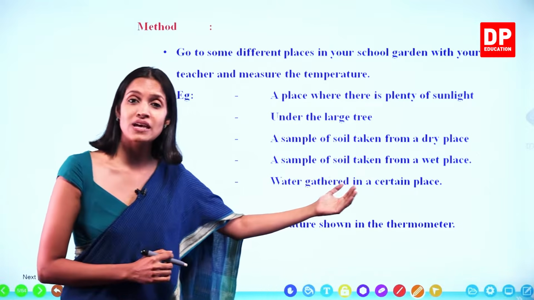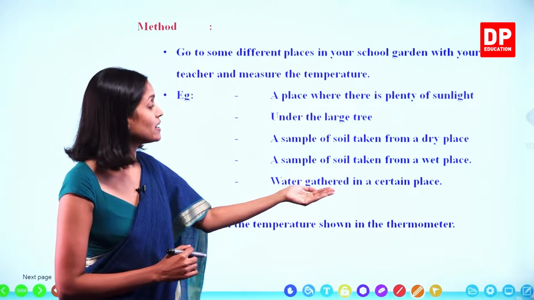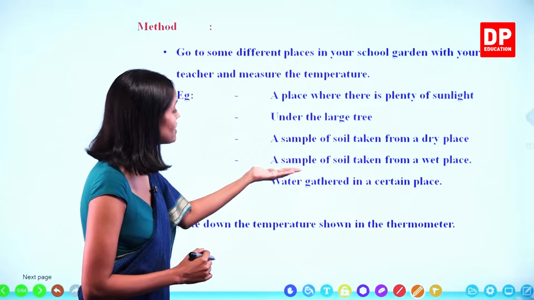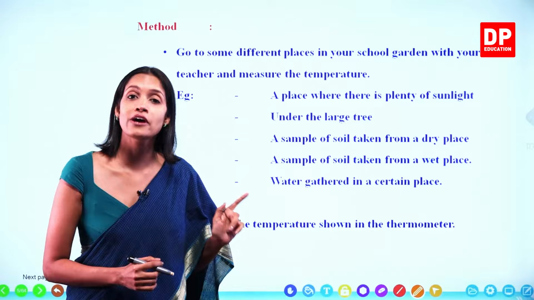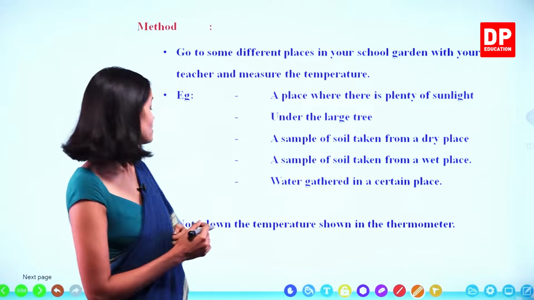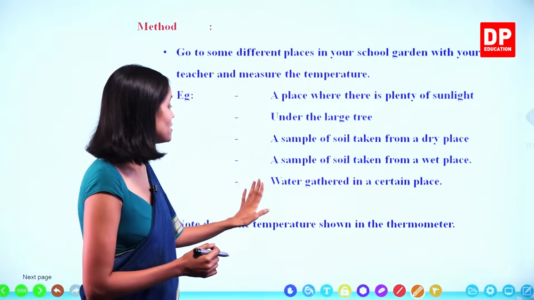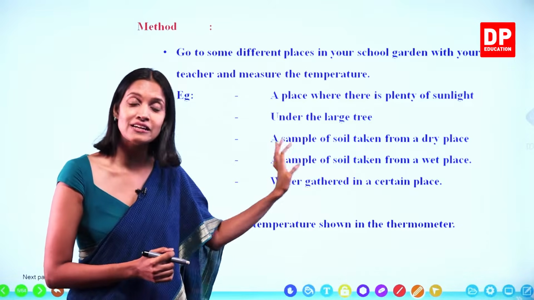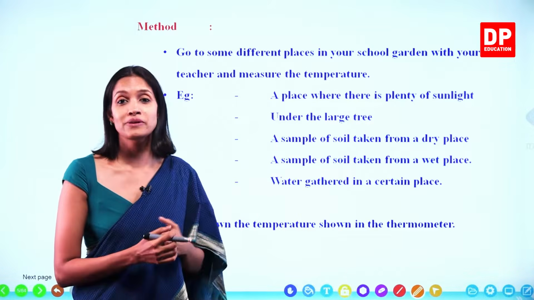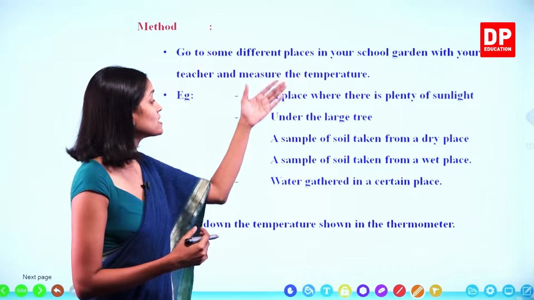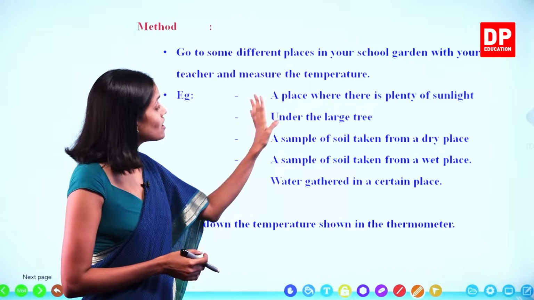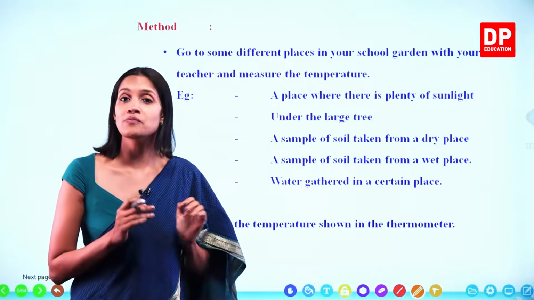Now, some schools have small ponds, or you can even use small tanks. Children, you have to collect water from this type of place and measure the temperature. Note down the temperature shown in the thermometer. You have to read the thermometer correctly, write the temperature, and check what the differences between the temperatures are.